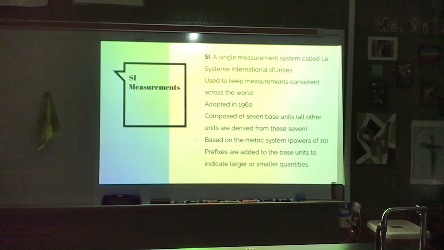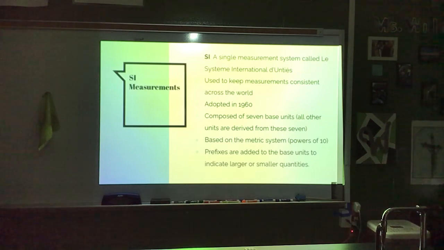It's composed of 7 base units. All other units are derived from those 7. The bases are of the metric system, so they're always a power of 10. The metric system is much easier than what we use here in the States. So that's why, and plus everybody else uses it, so we can share all of our information between us and the rest of the world quite easily.